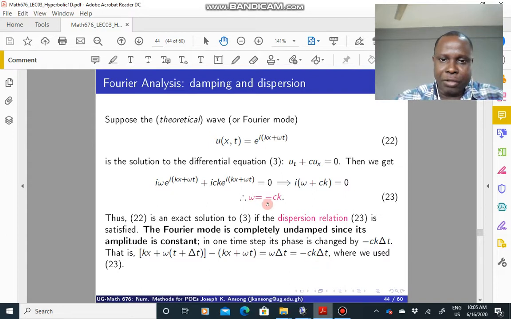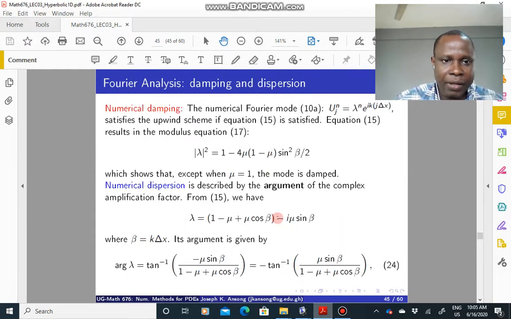That of the modulus is usually quite easy to analyze. The dispersion takes a bit of time, and we'll need some other tools, a lemma, to help us analyze that. Okay, so let's move now from the theory to the numerics.